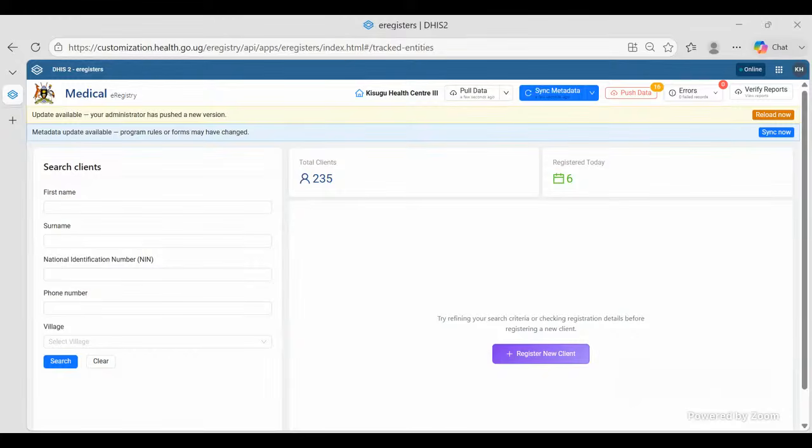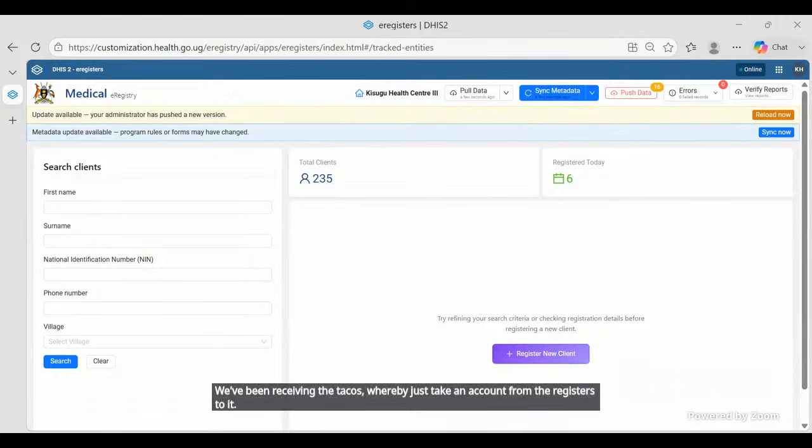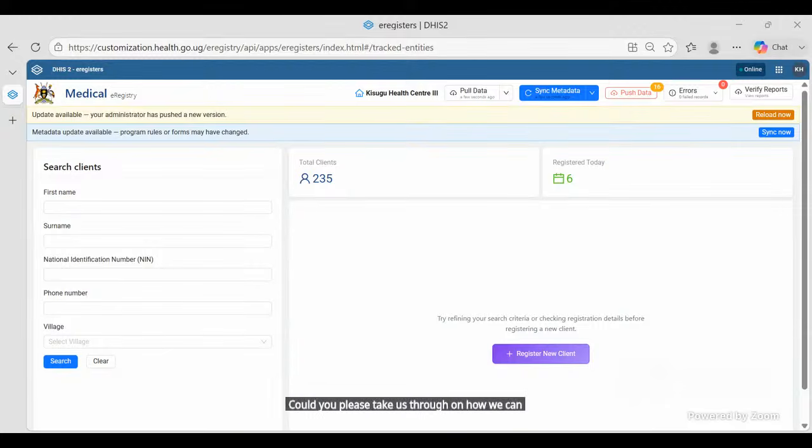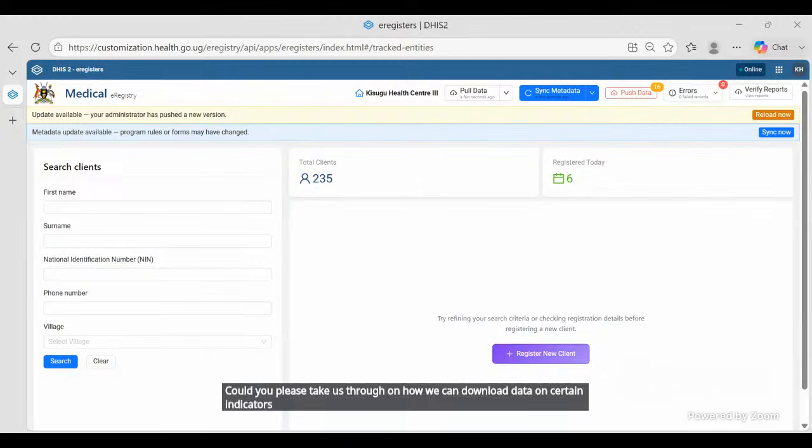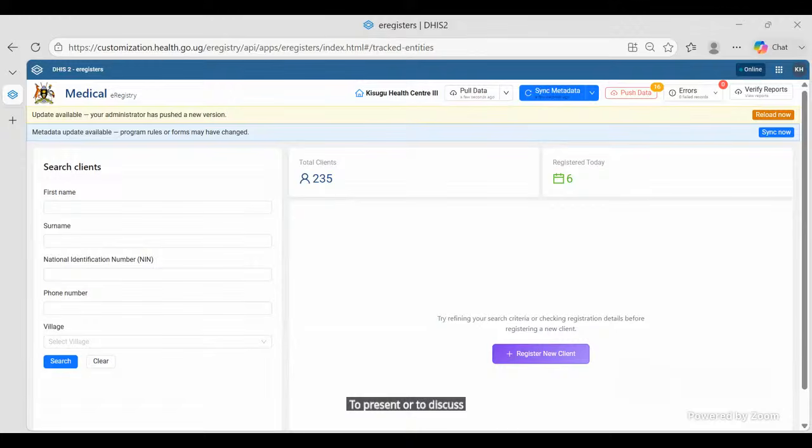Yes, thank you so much, sir. Good evening, colleagues. My name is Amuko Regan, Data Clerk Namugongo, in the Kario district. My question is, we've been receiving data calls whereby you just go and count from the register straight. But now this time around, you're having the e-register. Could you please take us through how we can download data on certain indicators which you may need to present or to discuss as a facility team? That's my question. Okay, that is clear. So they will take you through the line listing and reporting components for you to be able to respond to your data calls.